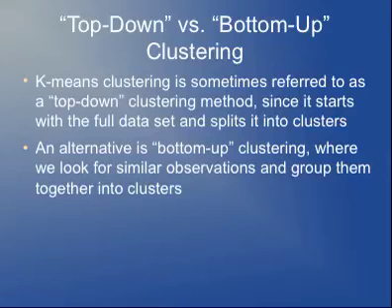Now we're going to consider hierarchical clustering, which is viewed as a bottom-up algorithm. Basically, the idea is that k-means is sometimes referred to as a top-down clustering because it takes the full data, splits the full data in two. Bottom-up clustering works in the other direction: you start with individual observations, find the observations that are similar to one another, group those together, and then gradually work your way up to the full data set.